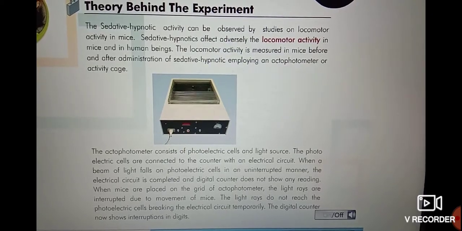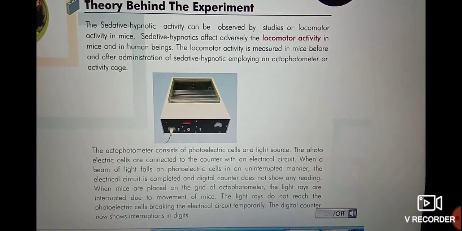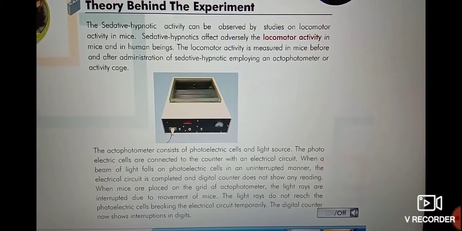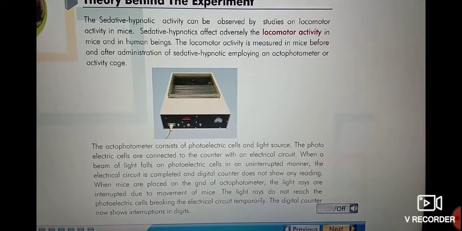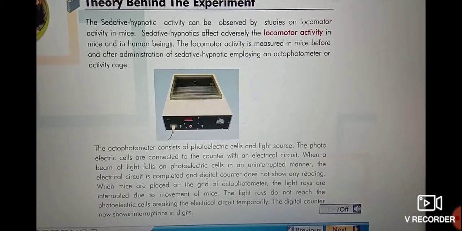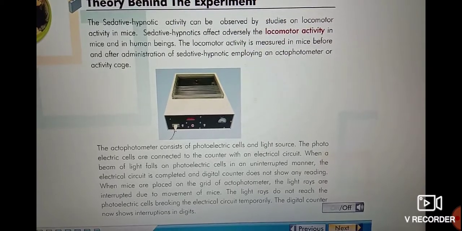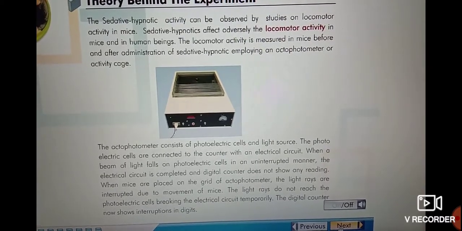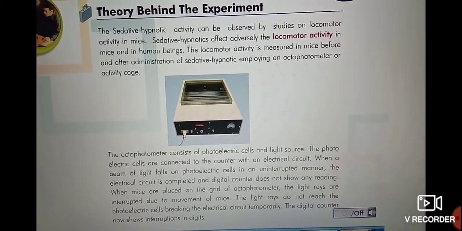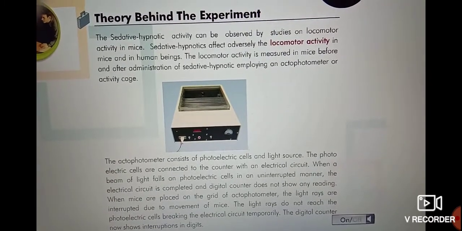When a beam of light falls on photoelectric cells in an uninterrupted manner, the electrical circuit is completed and the digital counter does not show any reading. When mice are placed on the grid of the actophotometer, the light rays are interrupted due to movement of mice. The light rays do not reach the photoelectric cells, breaking the electrical circuit temporarily. The digital counter now shows interruptions in digits.